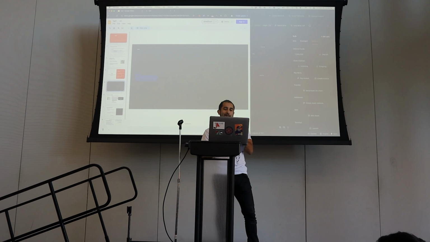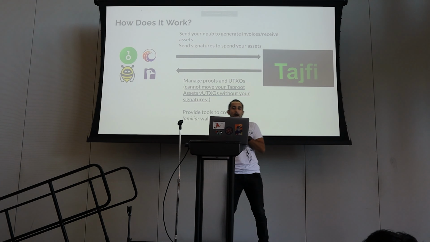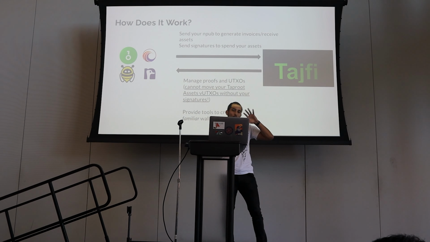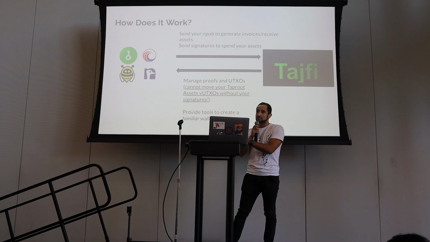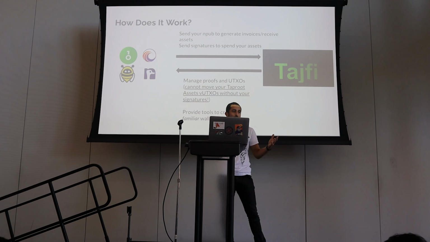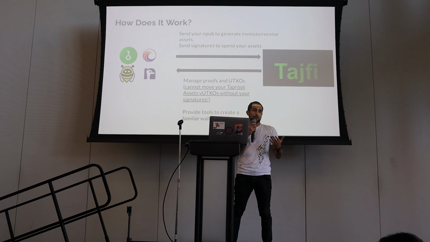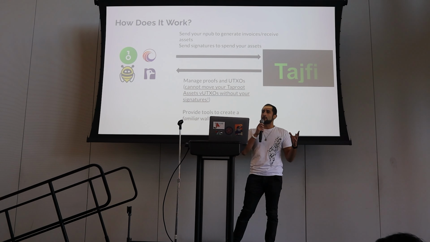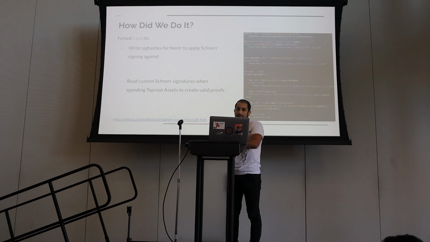the cool power that we have here is we were able to spend a Taproot asset without ever revealing our private keys or anything like that. So we're only sending our npub to be able to generate invoices and receive assets from any other Taproot Assets users, and sending appropriate signatures to the Tajfi server to be able to execute those transactions. Tajfi is just managing the proofs, the UTXOs, doing all this cryptography magic so that you can have this basically Venmo-esque experience with better seizure resistance.